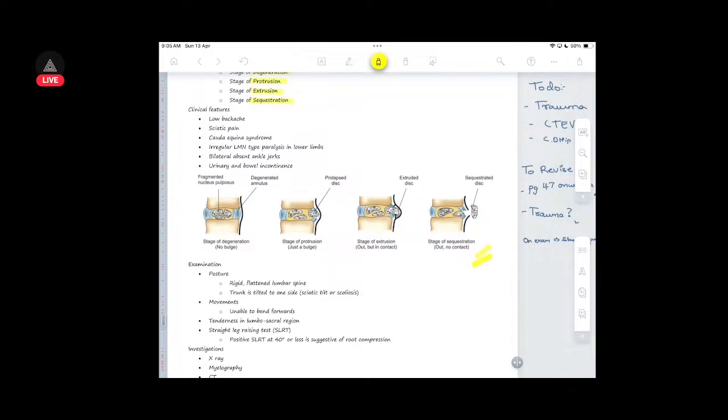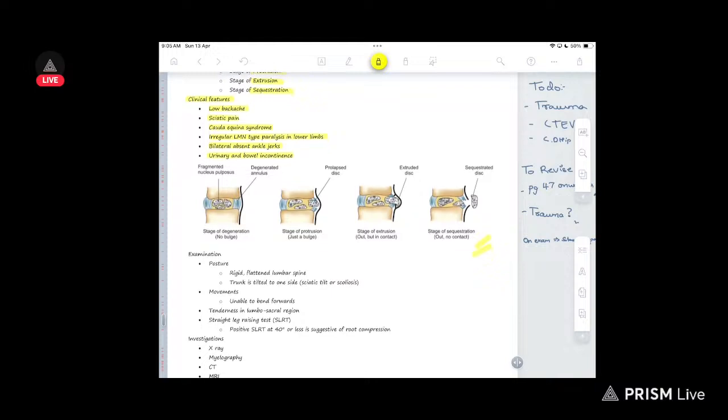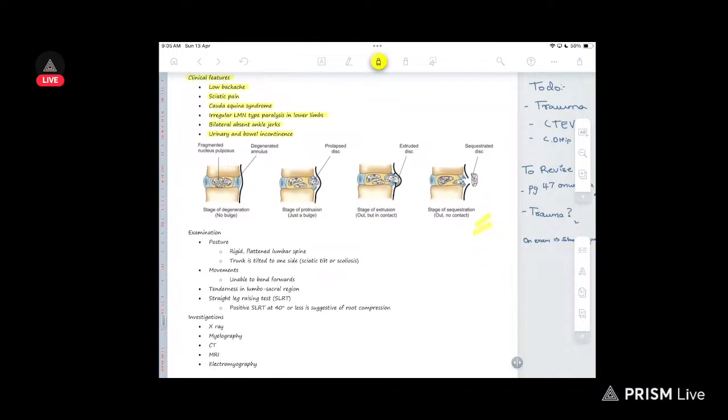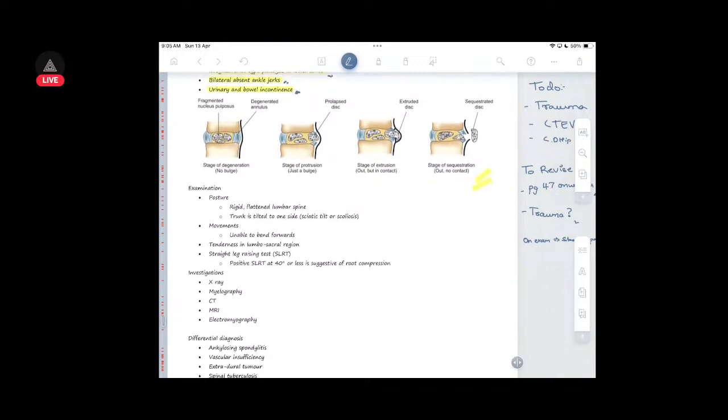Clinical features: you have low backache, sciatic pain, Cauda Equina syndrome, lower motor neuron type paralysis in the lower limbs. Ankle jerks will be absent, and urinary and bowel incontinence may also be there. So again: low backache, sciatic pain, Cauda Equina syndrome, lower limb paralysis, bilateral absent ankle jerks, urinary and bowel incontinence.